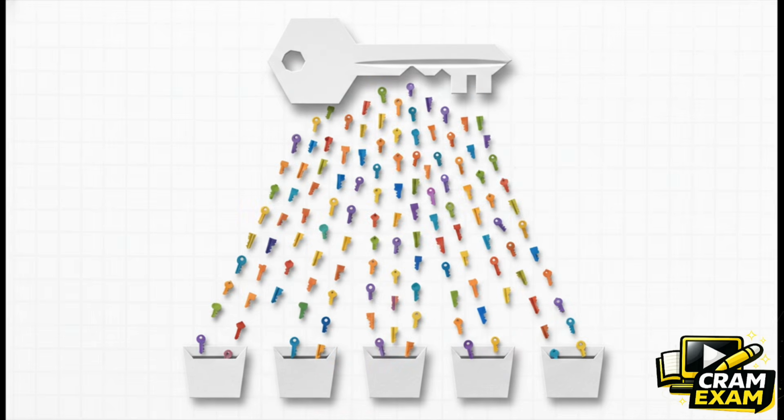So what's the solution? You must design high cardinality partition keys. All that means is choosing a key with a vast number of unique values, like a unique user ID, for example. Doing this evenly distributes the traffic across all your partitions, keeping your database healthy and blazing fast.